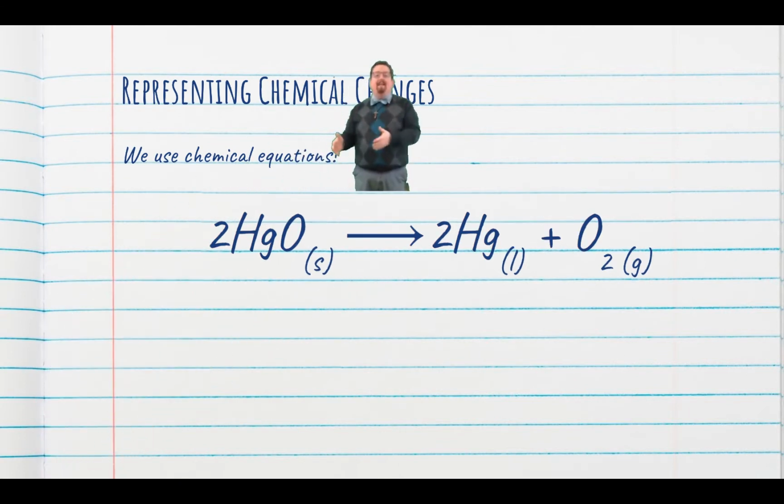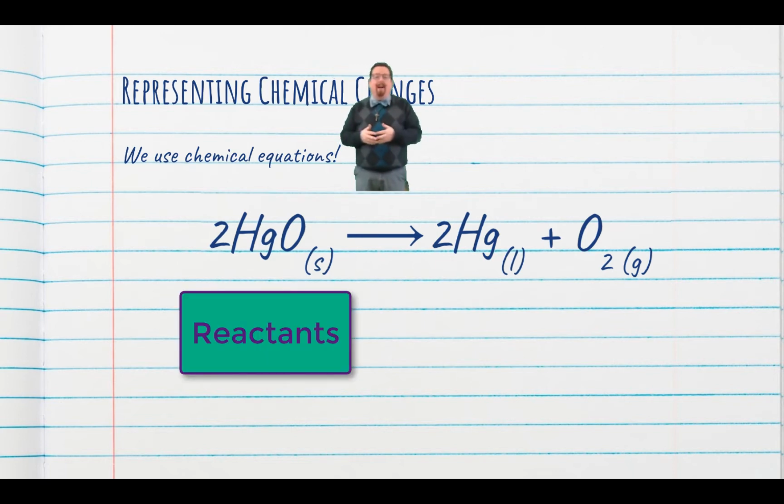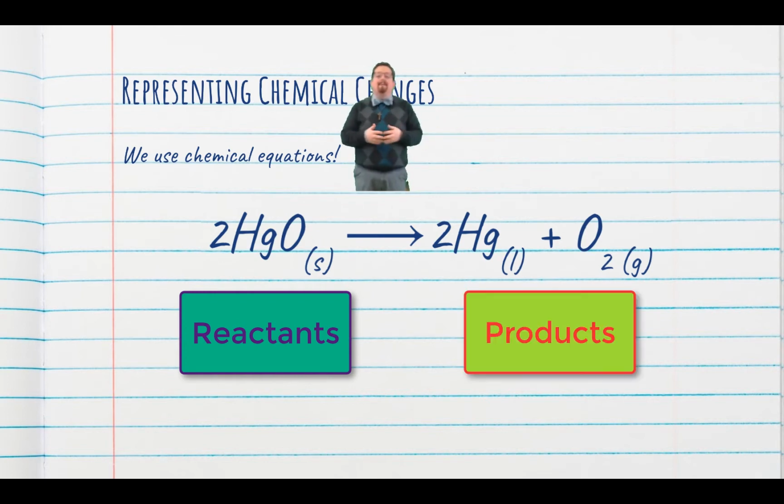On the left side of the arrow, or the yield symbol, we have the reactants. These are the substances that we start with. On the right side, we have the products. These are the substances that we end with. These substances are represented by their chemical formulas.